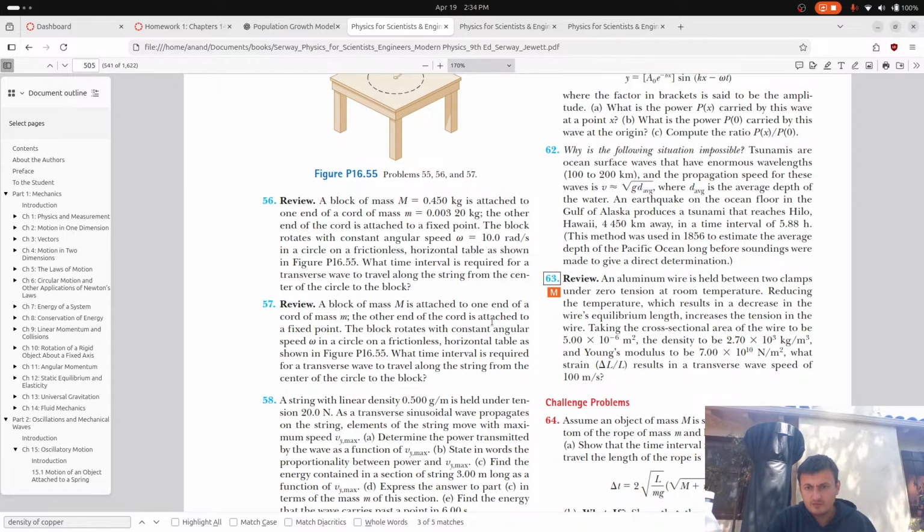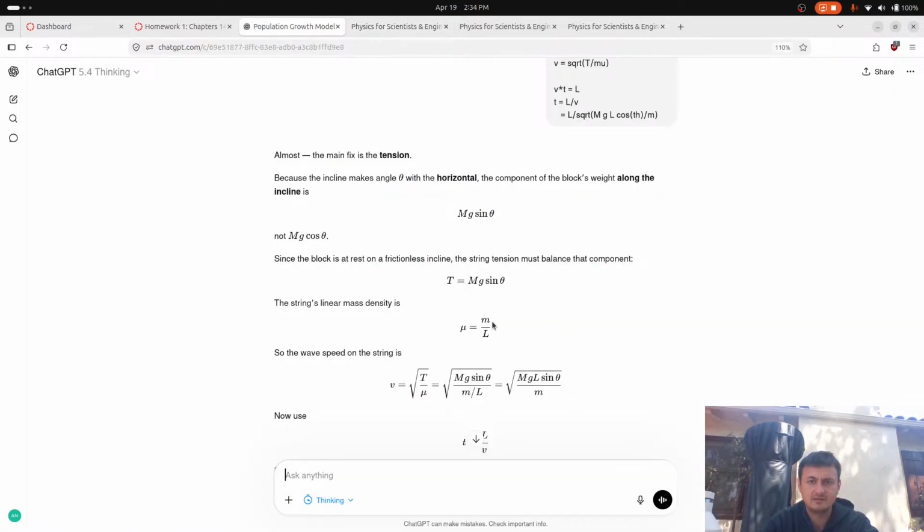5E-6 meters squared. Rho of aluminum is equal to 2.7E3 kilograms per meter cubed. And the Young's modulus is 7E10 newtons per meter squared. So what does that mean? That means that, what is it?